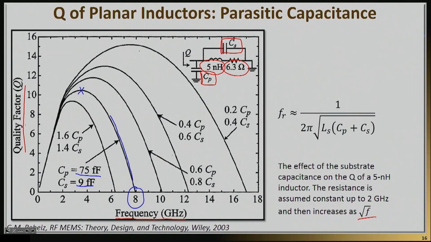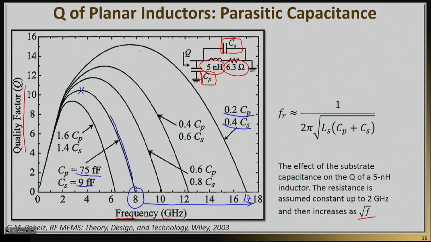What is really interesting to observe here is that as you decrease the parasitic capacitance, and let's take this case here, if I decrease my parasitic capacitance Cp by 80%, and I also decrease my Cs by 60%, then, as you probably would imagine, the resonant frequency shifts to the right. So it actually goes from 8 to practically 17 gigahertz, which is actually a dramatic increase.